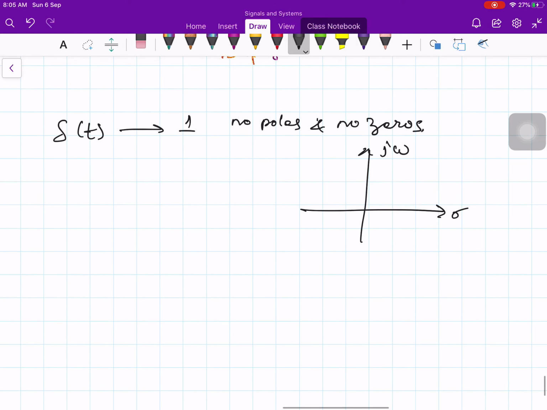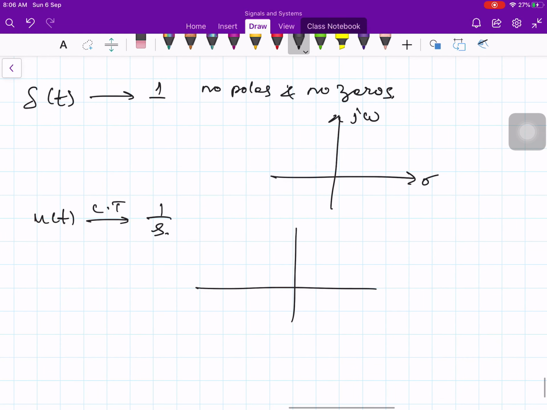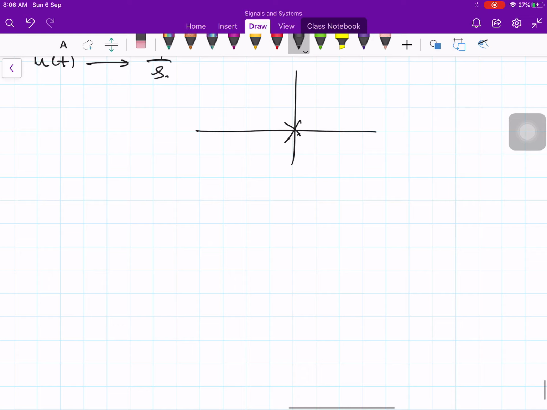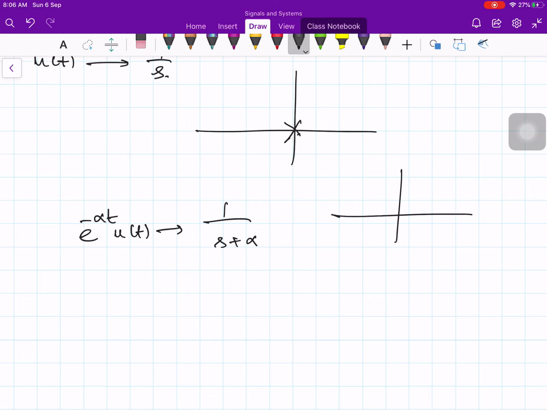But as far as u of t is concerned, there is a pole at the origin, because if you take Laplace transform of u of t, then it is 1 by s. What is the pole here? s equals 0. So the pole will be marked by a cross like this. Okay, and then we considered e to the minus alpha t times u of t, and what is the Laplace transform? 1 divided by s plus alpha. Therefore this has a pole at minus alpha.